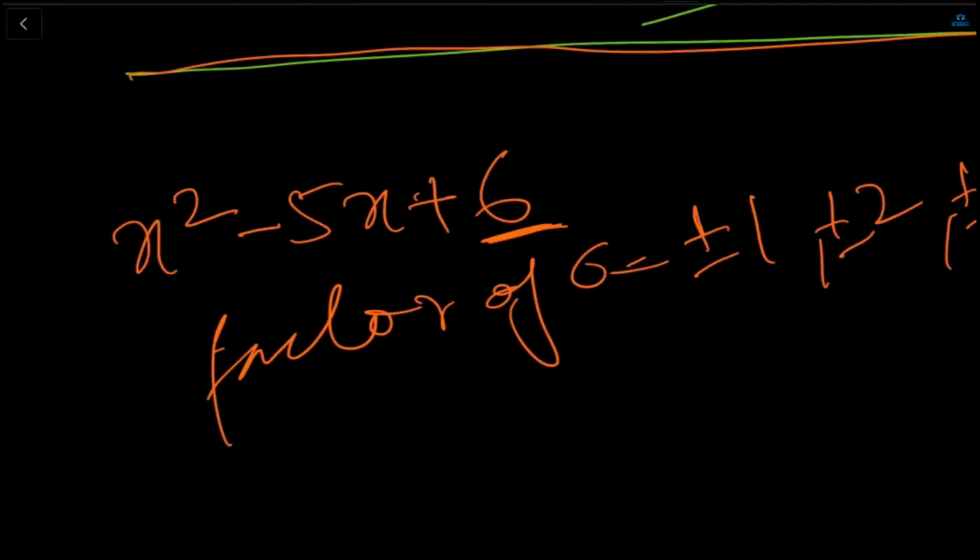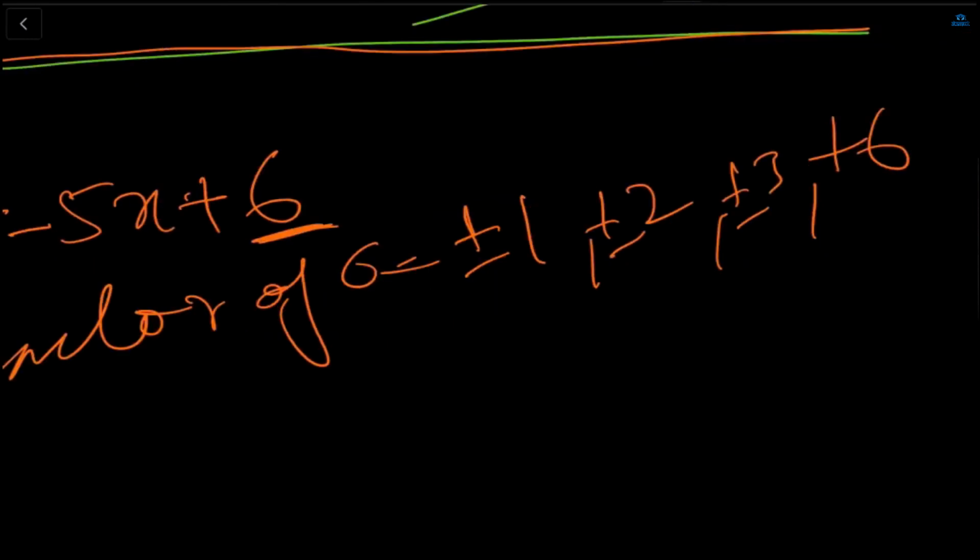Yeah, Shazan, what happened? Ma'am, may I answer? Yeah, tell. Ma'am, it will be minus 2 and minus 3. Yeah, it will be x minus 2. Ma'am, I'm saying that you split the middle term, minus 5x. No, you don't have to split the middle term here. We are using another method, the factor theorem method. Now you have to find all the factors of 6 here and check one by one.